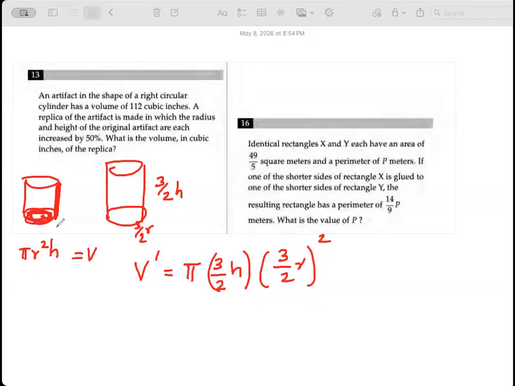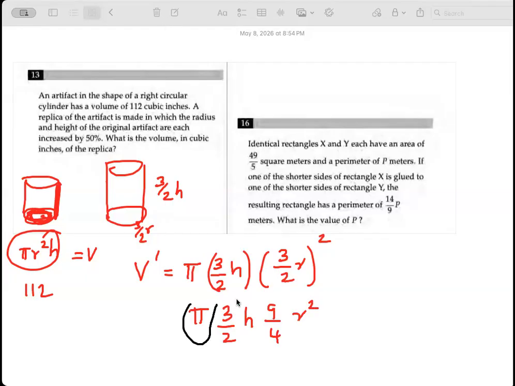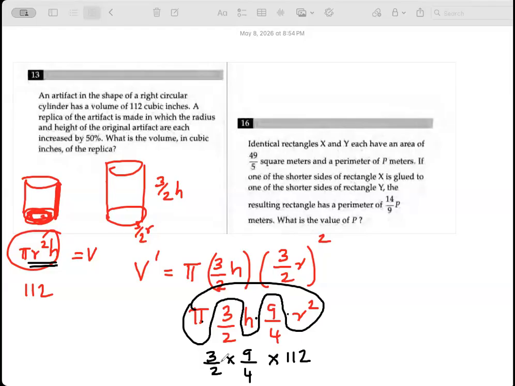Now, you know this value is already given, 112. So remove this. Okay, pi times 3 by 2 h times 9 by 4 r square. But what you already know is pi h r square, this is 112, so you have 3 by 2 times 9 by 4 times 112 as your answer. So what is it? 4 2s are 8, 14. 9 3s are 27, times 14 is your answer. 27 times 14 is 378. Got it, guys? Inch cube.